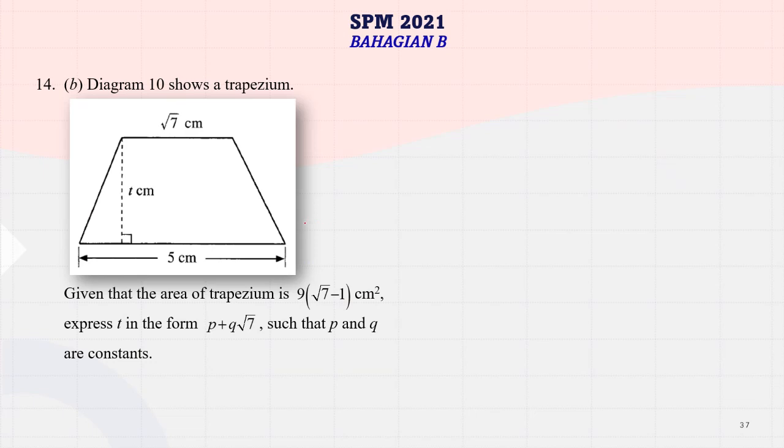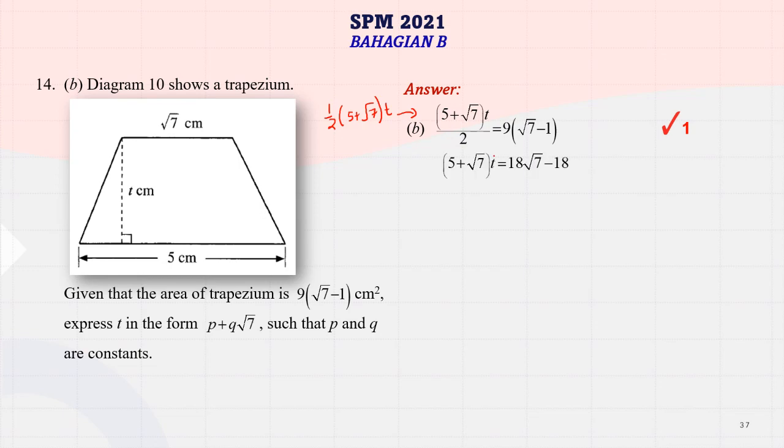Kita cari the area of trapezium, 1/2 AB times height. So kita tukar macam ni lah kan, dia adalah 1/2 AB, so 5 tambah √7, okay, times height. Sama je, equivalent je. Okay, it is equals to 9, in bracket √7 minus 1. And then kita cuba simplify. So 18, kita avoid this fraction kan, ni jadi 18.